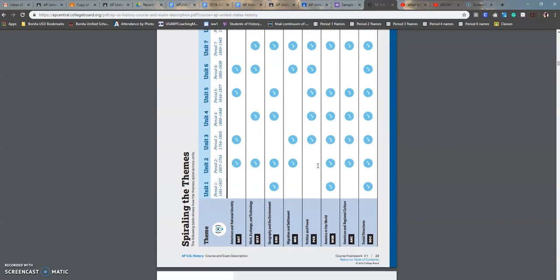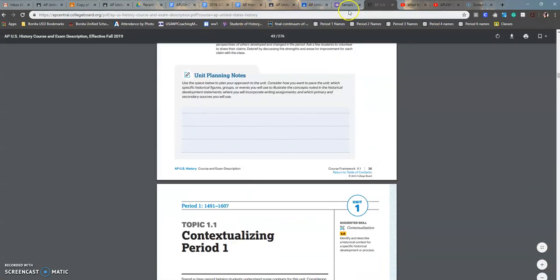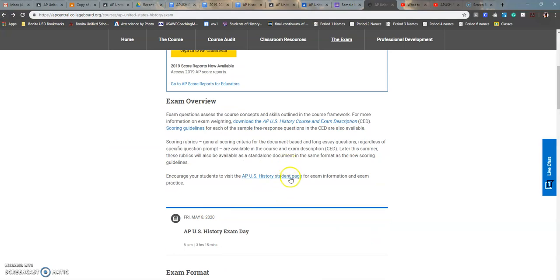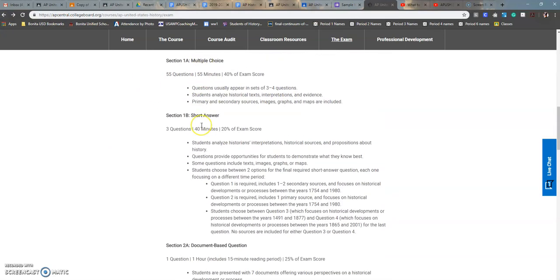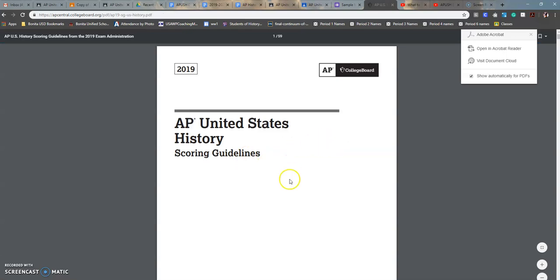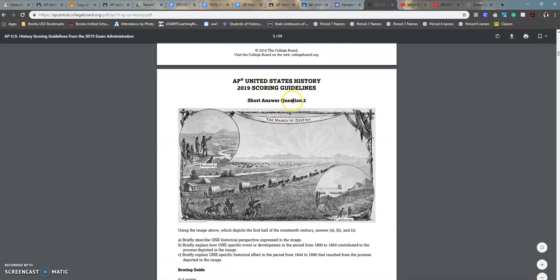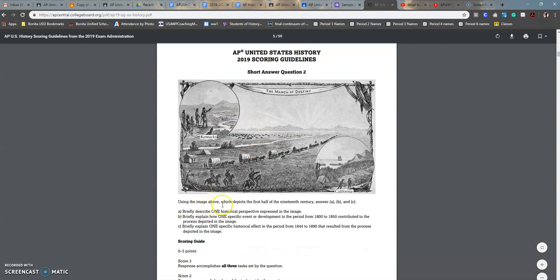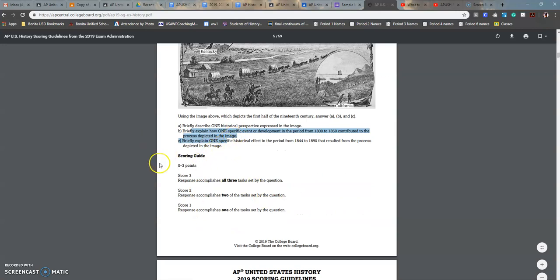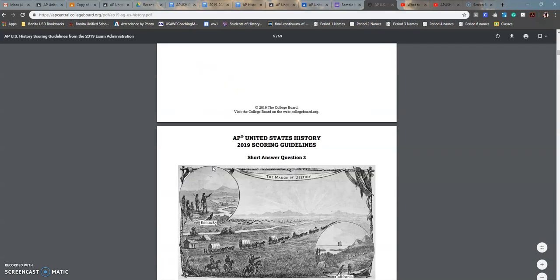Okay, so check this out, go through this, see what the teachers are seeing, and that's going to help you out. If we go back to AP Central, it's got the exam format, so just what I talked about, and then it's going to have scoring guidelines. Okay, and this is really helpful because it's going to show you how the graders rated these questions. Like this is a short answer question. It was a picture using the image above, which depicts the first half of the 19th century. Answer A, B, and C. So you're going to have to answer all three of those. Anyway, the scoring guide shows you why this person's going to receive the score that they did.